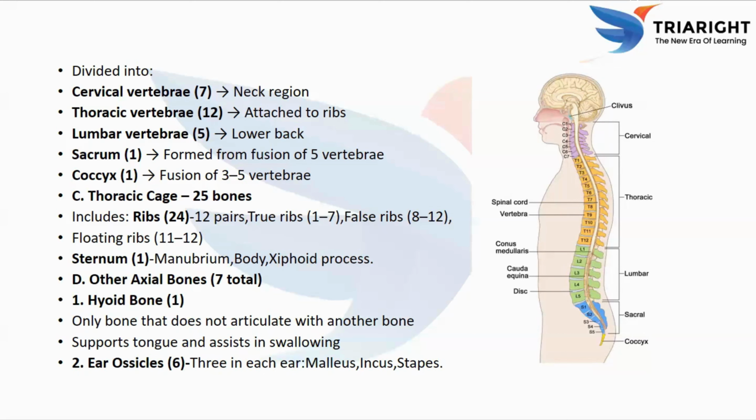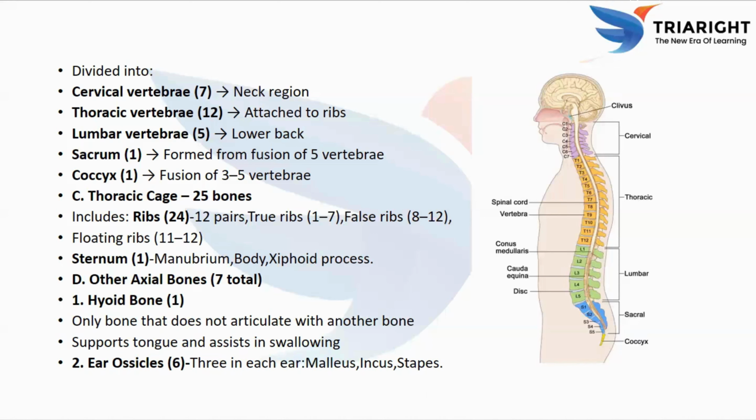Are you finding it in the picture? C1, C2, C3, C4, C5, C6 and C7. C1 is the atlas. C2 is the axis, which allows the head movement. Next, coming to the thoracic vertebrae. The thoracic vertebrae are present in the upper and mid back of the body. They are numbered T1 to T12. All these 12 attach to the ribs.